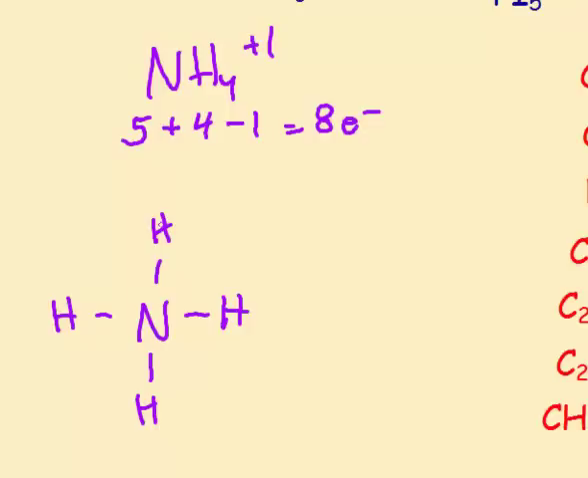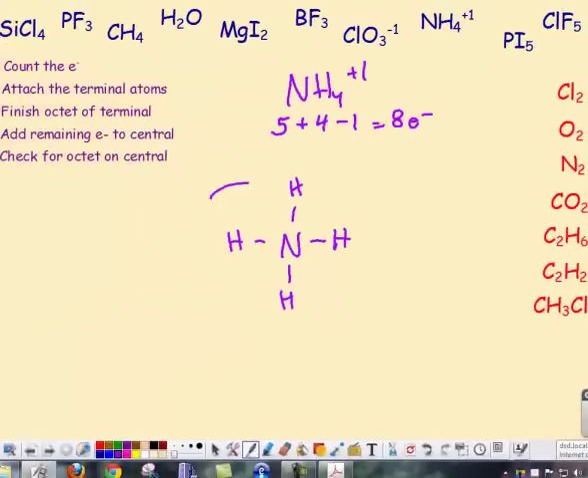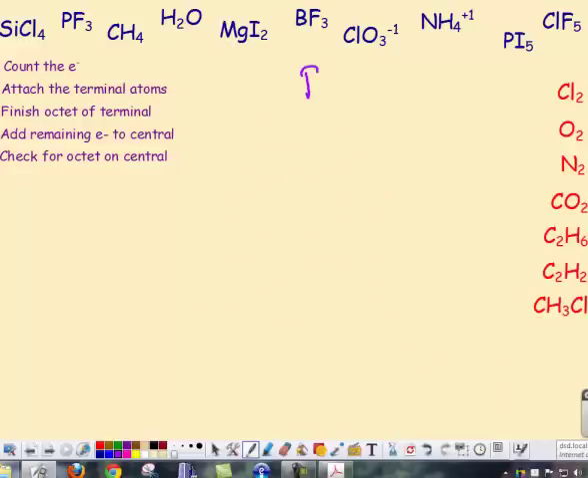Finish the octet of the hydrogens. Remember, hydrogen's done once it forms that 1 bond because it only needs 2. I've used up 2, 4, 6, 8. I've used up all the electrons, so nitrogen doesn't get any extras. And nitrogen has its octet, 2, 4, 6, 8. Finish it off, because it is an ion, by placing it in brackets and putting the charge on the outside. Done. All right, so the last of the exceptions for today is dealt with in PI5.